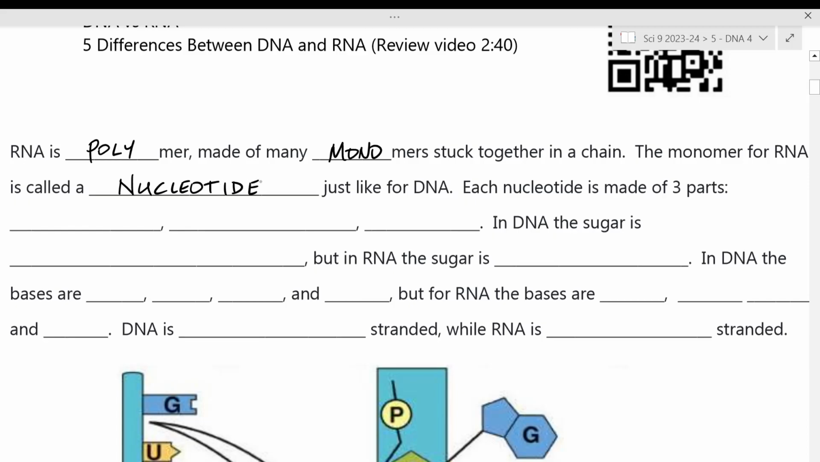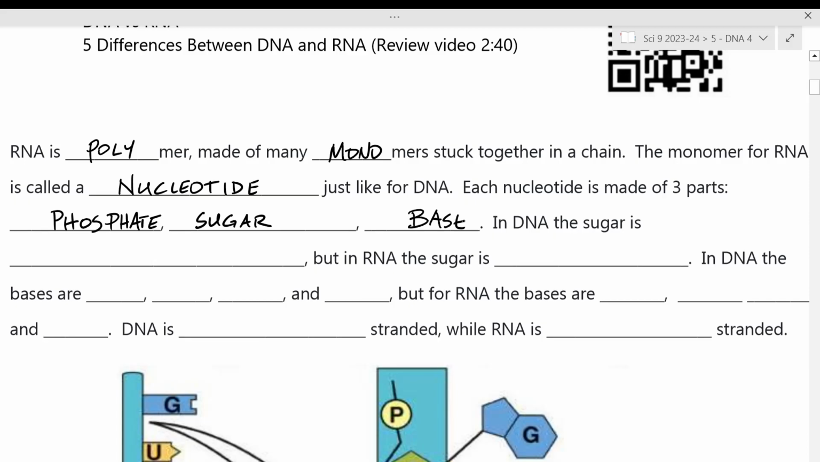That would be just like who? Just like DNA. Each nucleotide is made of 3 parts. What are those 3 parts? Phosphate. Next one is a sugar. And the third part is a base.